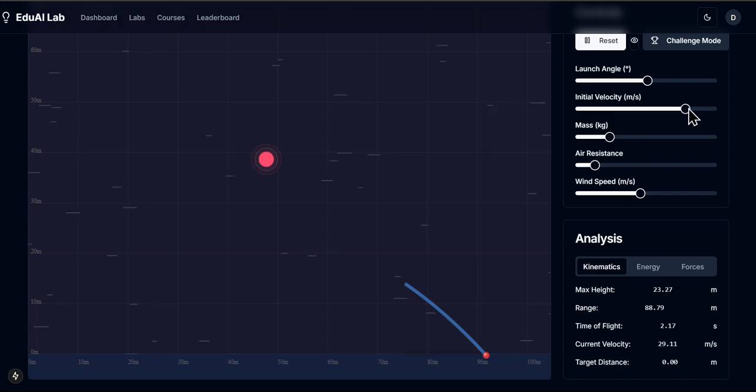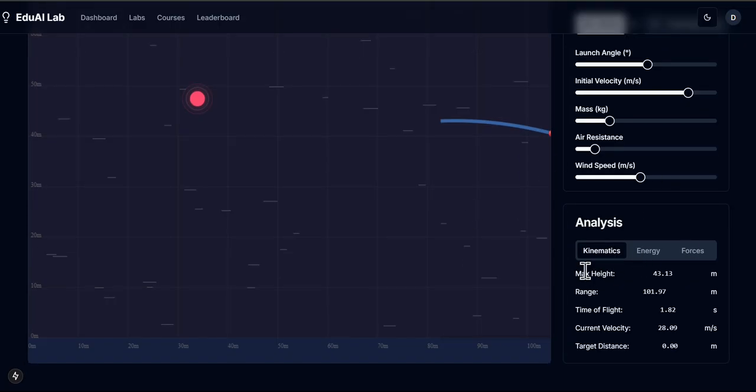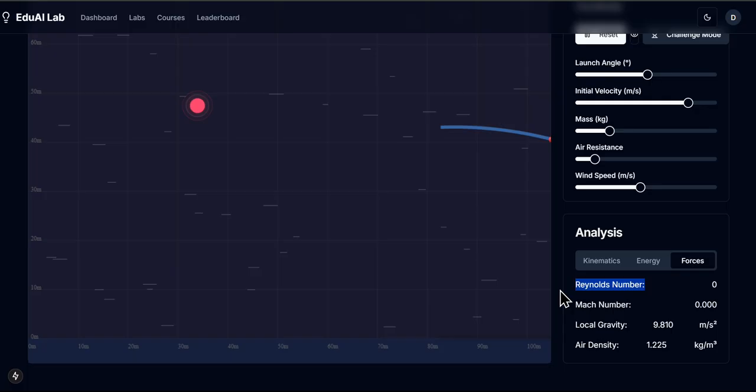Now, if we increase the initial velocity, reset it, and then launch it again, it has gone out of the frame. That is, it is reaching above and beyond 100 meters. Here are basic analysis like max height, range, time of flight, current velocity, target distance, etc. And the forces that are being applied on the ball.